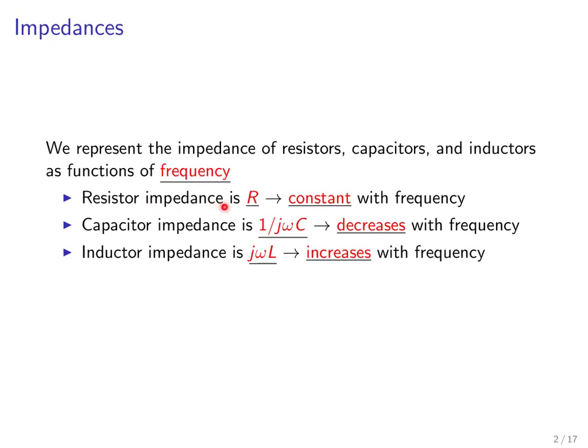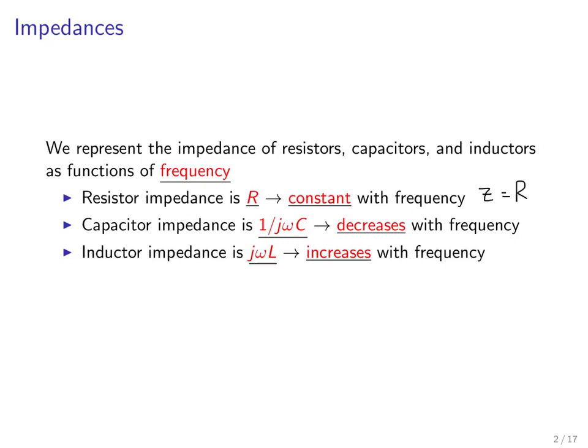So the impedance of a resistor is simply R, right? We know that resistance is not dependent on frequency or any time domain characteristics of a signal, so it's constant. It's independent of frequency. So in this case we have that Z equals R for a resistor.